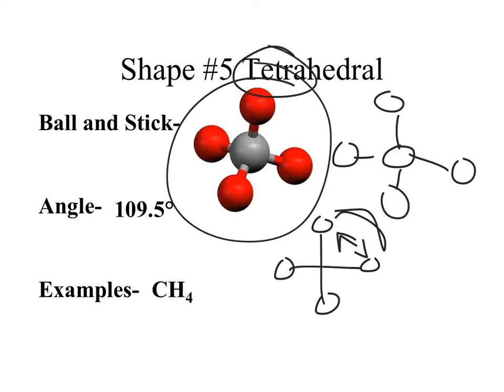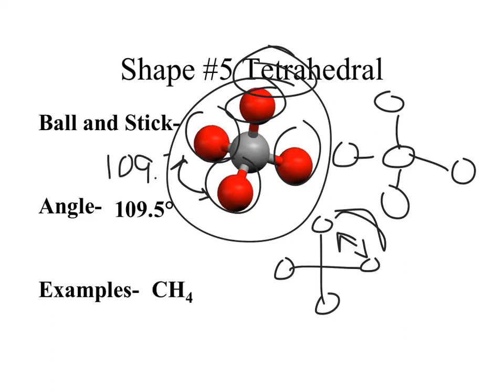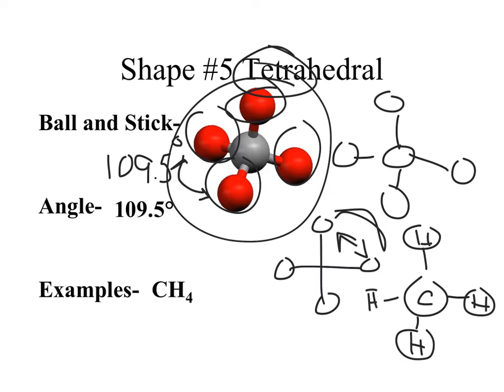Now remember, tetra stands for 4. 1, 2, 3, 4. So tetrahedral has 4 legs. The bond angle between the 2 atoms sounds like a radio station, 109.5 degrees, right? And methane is probably the most common one. To give an example of tetrahedral, it has 4 legs coming off of it with the carbon in the center.